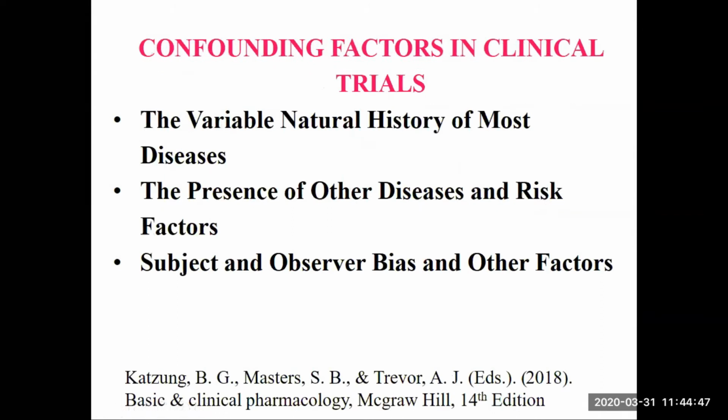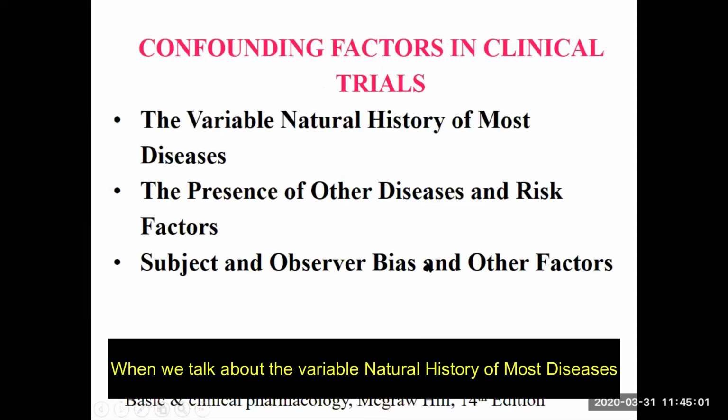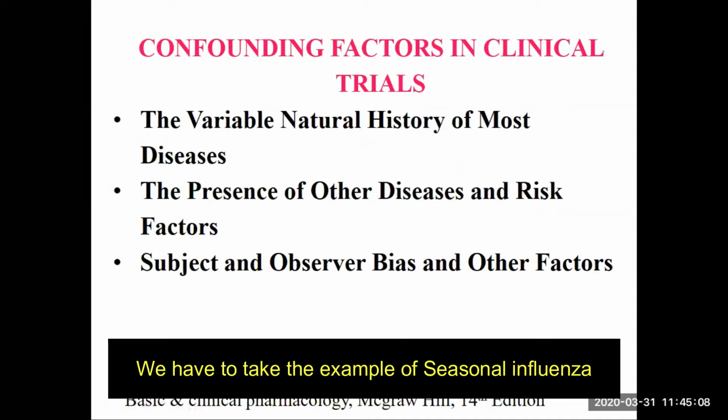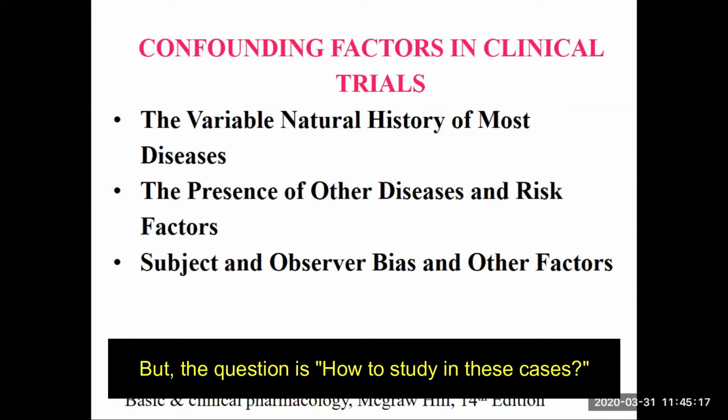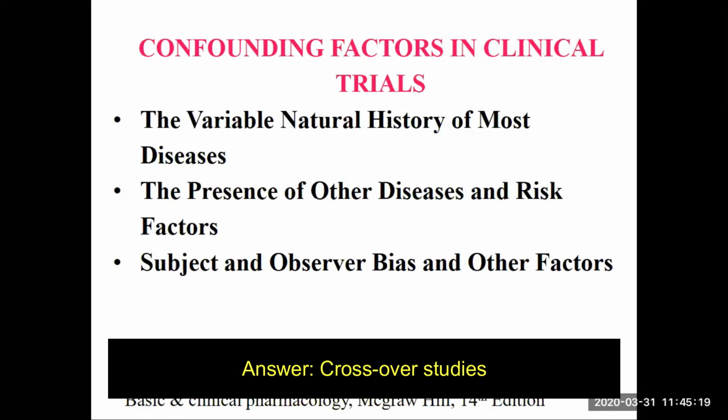Confounding factors in clinical trials are three. Number one, the variable natural history of most diseases; number two, the presence of other disease and risk factors; and number three, subject and observer bias. When we talk about the variable natural history of most diseases, we have to take the example of seasonal influenza or sudden appearance of cancer. But then the question is how to study in these cases? The answer is we need to design crossover studies.